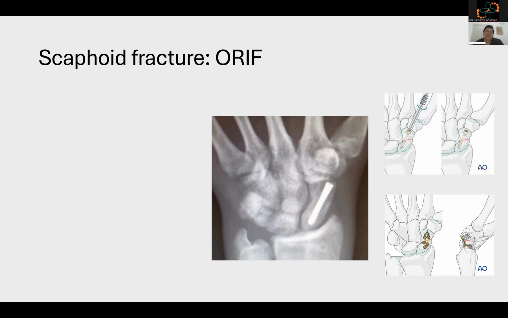The only disadvantage is that compression is not possible with K-wires, and compressing the fracture is very important in scaphoid fractures. So if the fracture is not much displaced, you can put K-wires, which is simple. But if you have to compress it, you have to go for either a single screw or double screws. In comminuted fractures, you can use a scaphoid plate. A volar plate is available now. It is very small, a 2.4 system. You can use a very small scaphoid-specific plate and fix it.